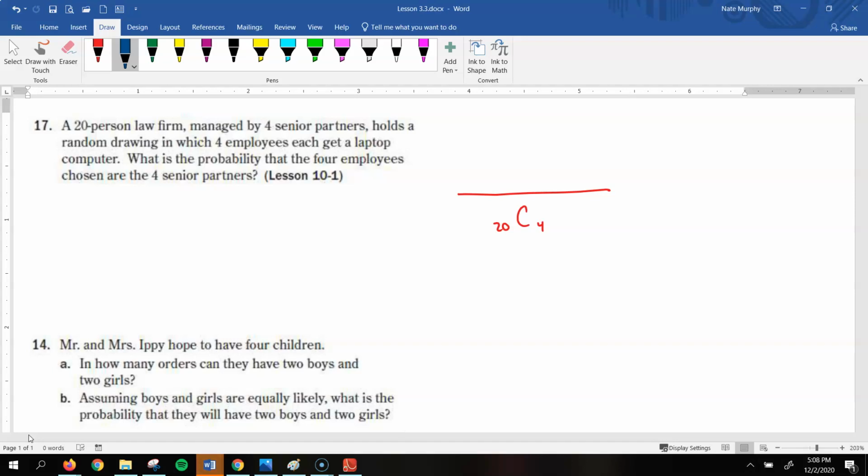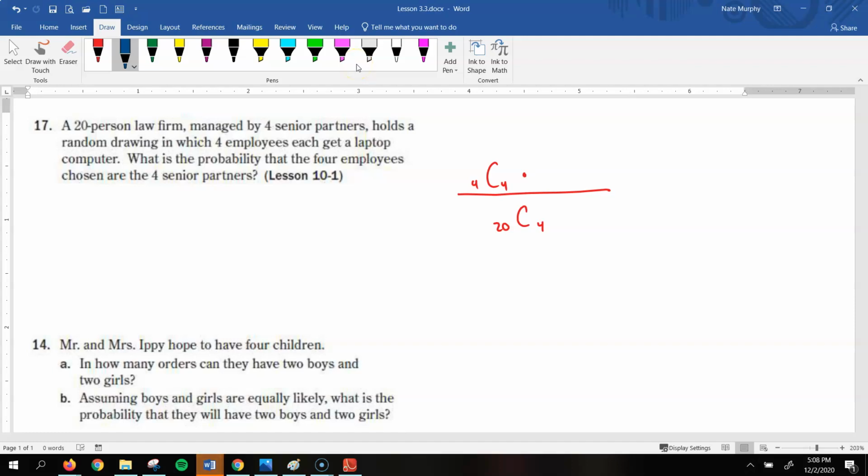Now the numerator is going to isolate and make it a little bit more detailed. So we want to figure out, out of that total, whatever that is, how many of them are going to be senior partners. We know that 4 of them are. So we want to find the probability that all 4 senior partners get a laptop. Technically, if we wanted to stick with the same format as we've used with other problems, we want to make sure that all of the numbers here are represented.